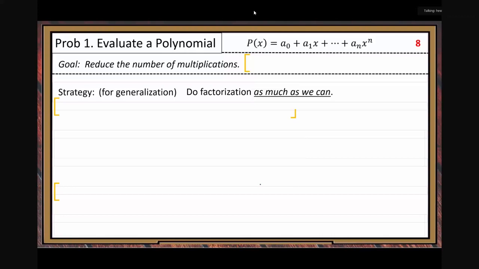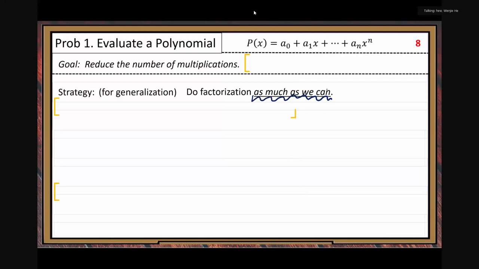So now we want to basically do the same way, as much as we can. Here, we need to understand this phrase. What do we mean by "as much as we can"? This phrase here.